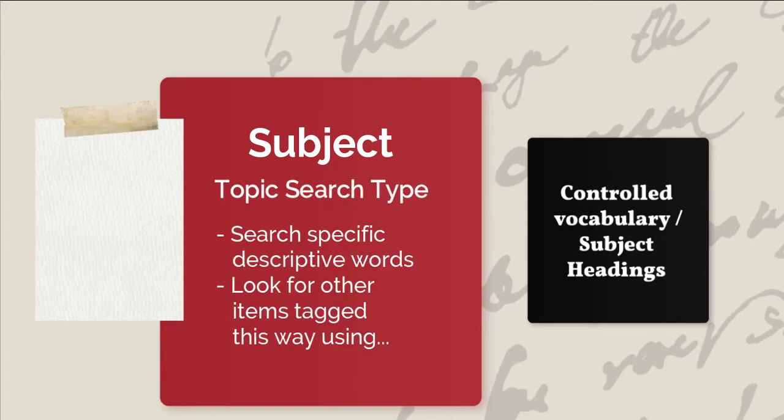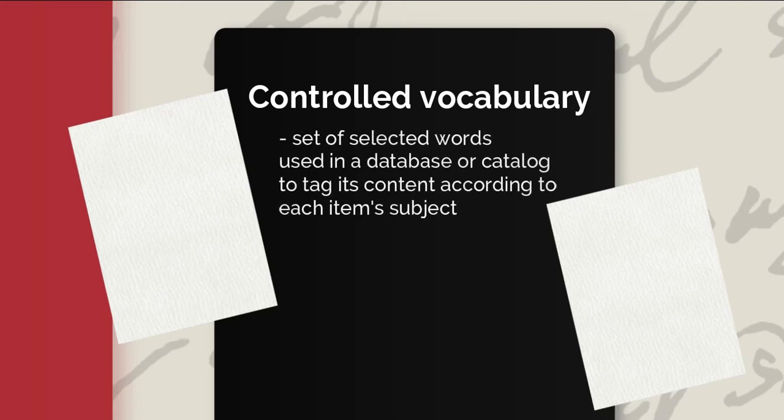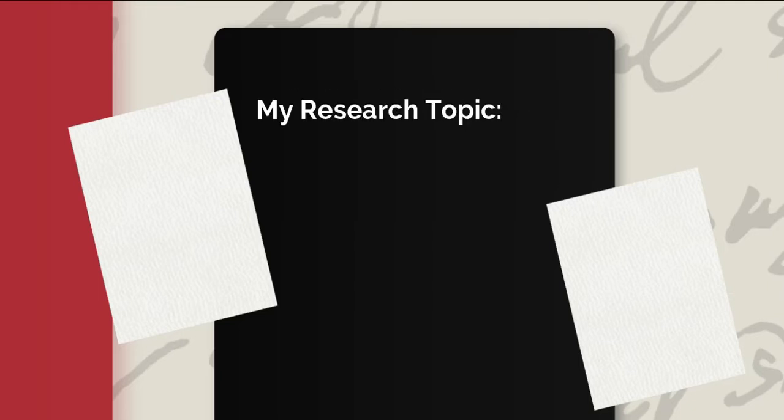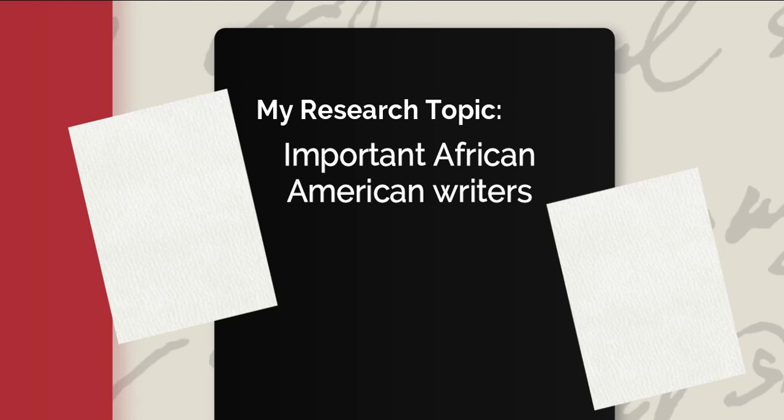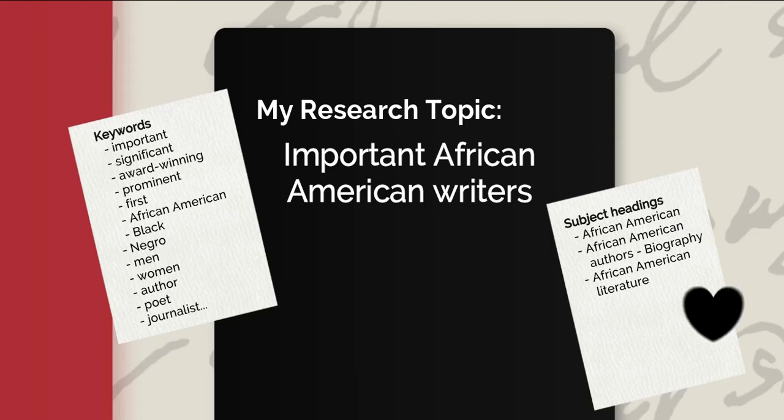How does this work? Using controlled vocabulary, sometimes called subject headings. Controlled vocabulary is what we call a set of words used in a database or catalog to tag every book, journal, article, etc. according to its general subject. What's nice about controlled vocabulary is that you only have to search for one or two of these to find all the content on your topic, instead of having to think about all the particular keywords that could be used. For example, if I'm doing research on important African American writers, this could be described in any number of ways. Just think of all the keywords I might have to try to cover everything I'm interested in. However, there may be just a few particular subject headings that are assigned to this topic that I need to search.